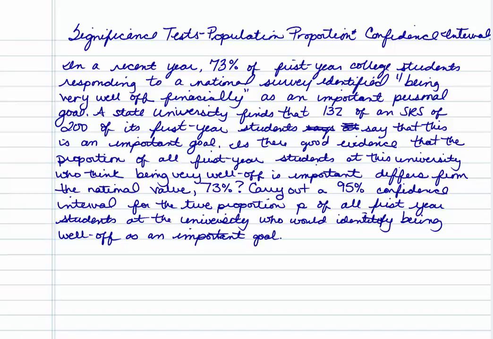Is there good evidence that the proportion of all first-year students at this university who think being very well off is important differs from the national value, 73%? Carry out a 95% confidence interval for the true proportion, p, of all first-year students at the university who would identify being very well off as an important goal. So hopefully you're getting the idea of what the confidence interval entails.